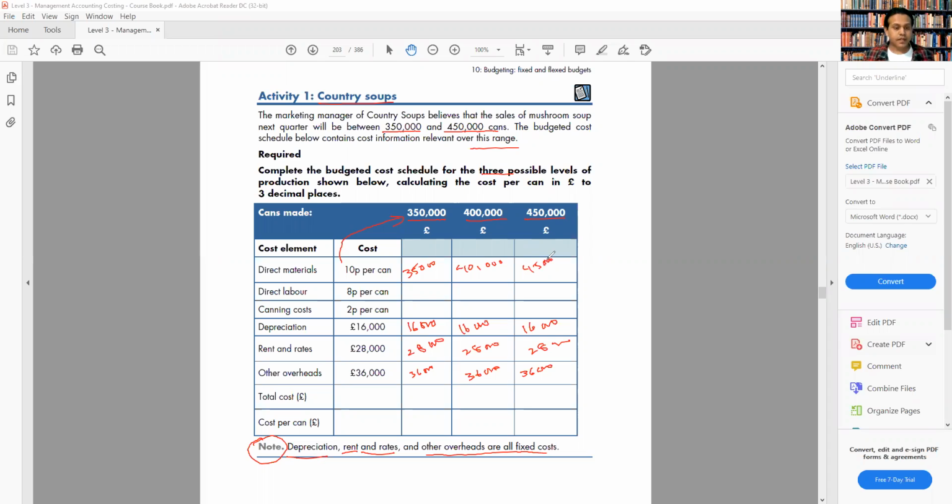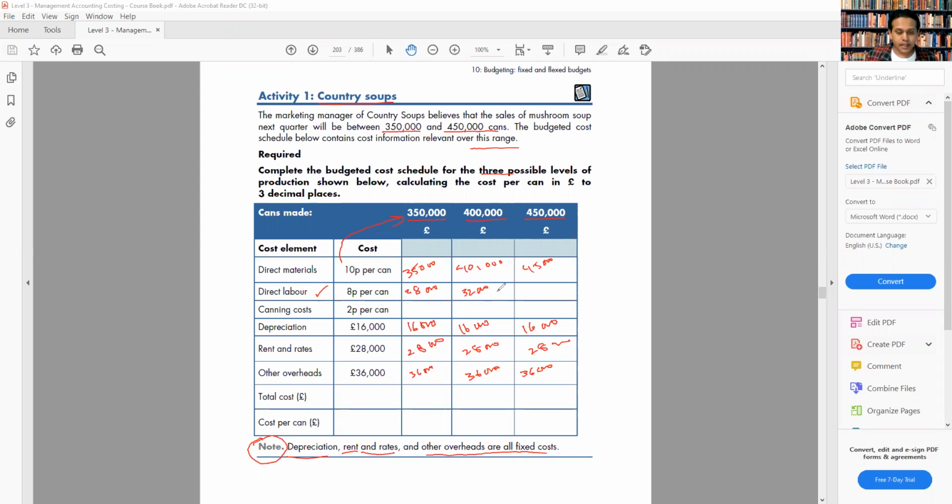Very well done. We move to the next one, direct labor. The direct labor is 8 pence per can. So 350,000 times 8p. How much will it be? That will give us 28,000. Then we have 8 times 400,000. That will be the direct labor for the 400,000: 32,000. Very well done.